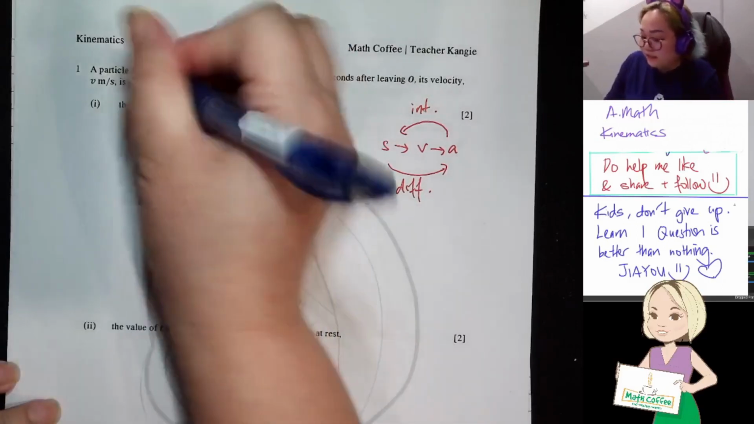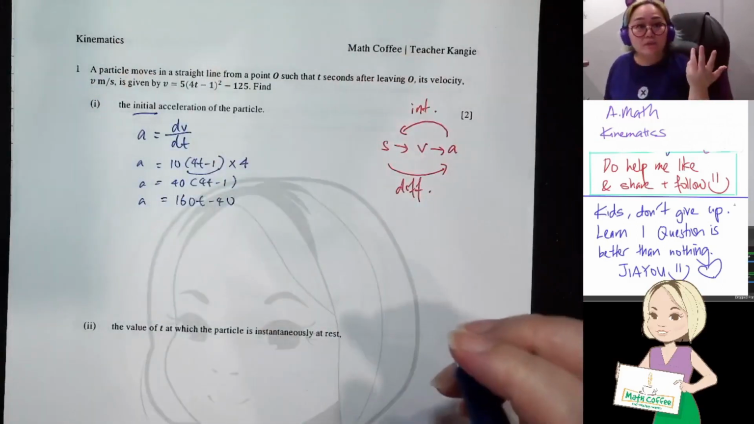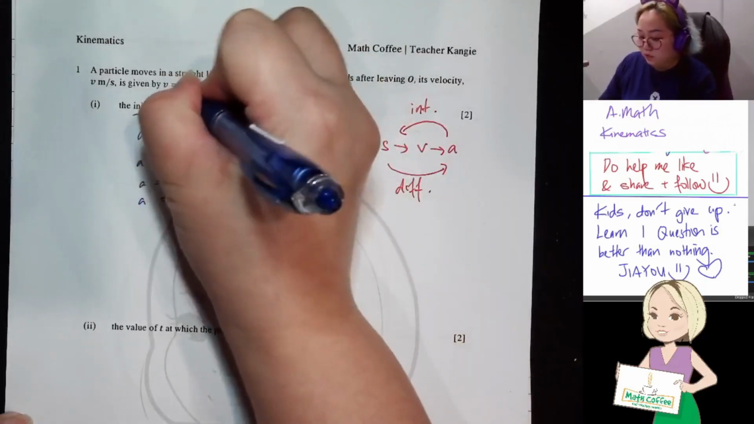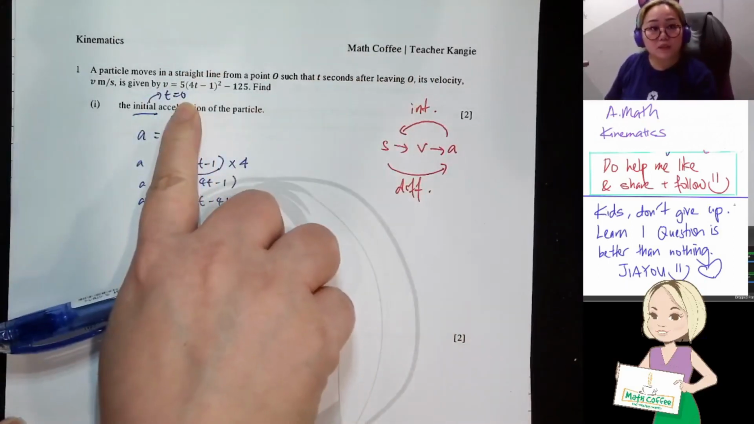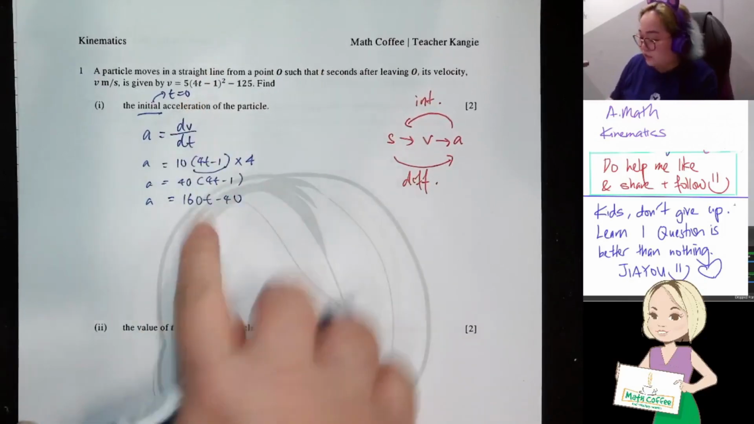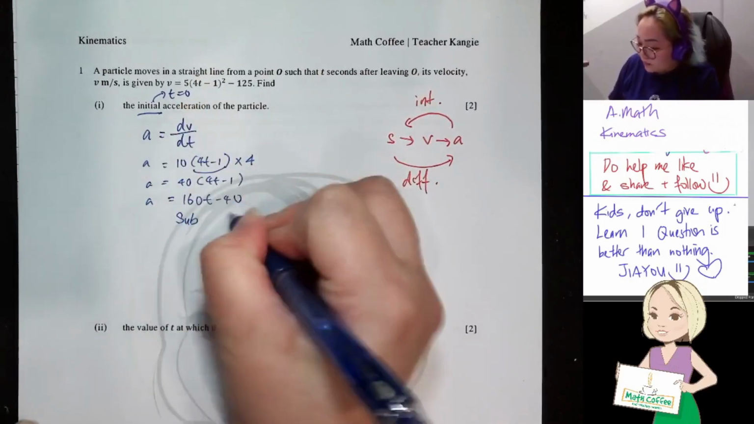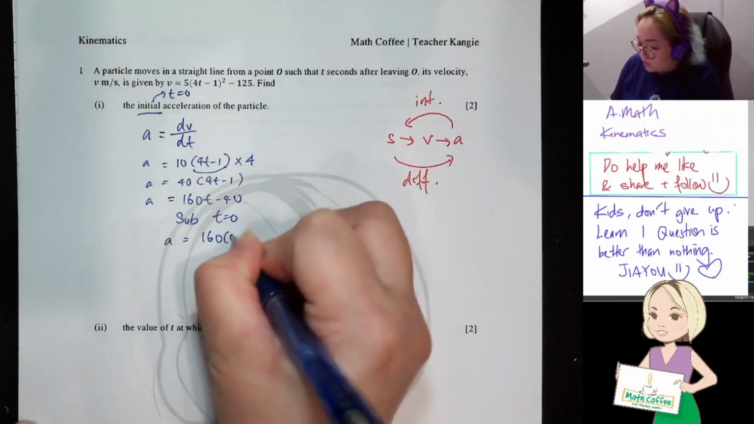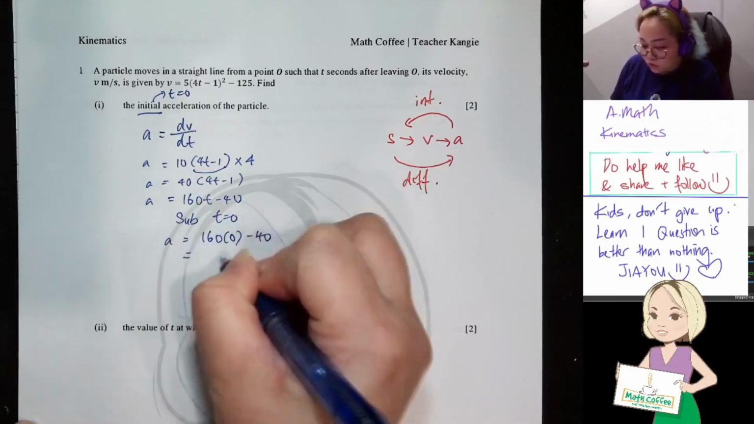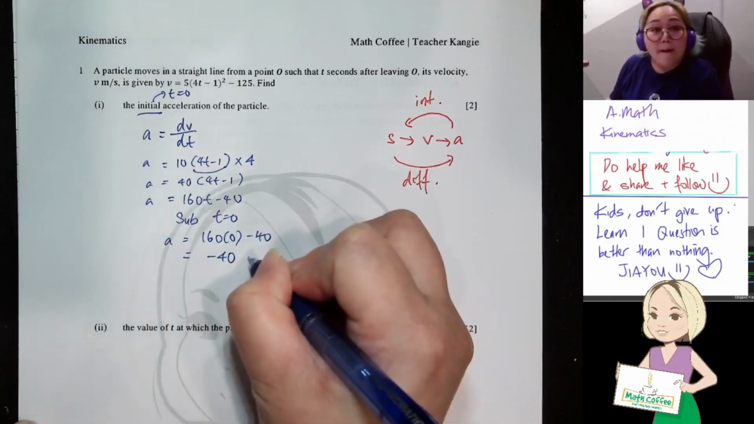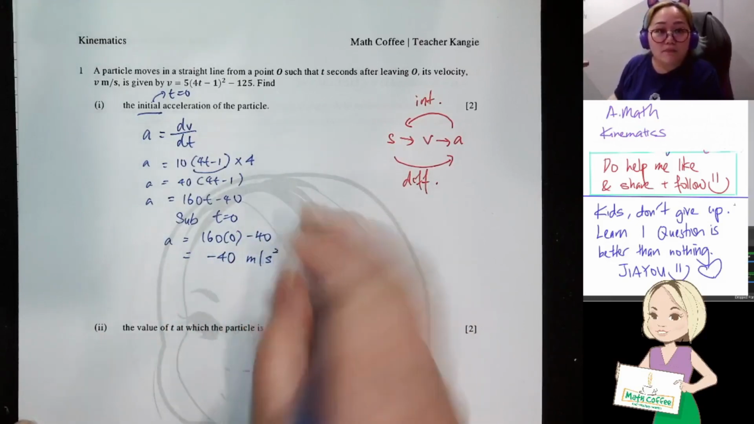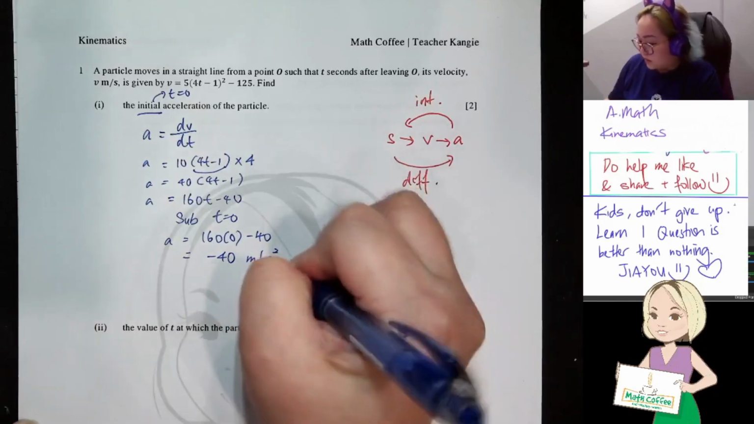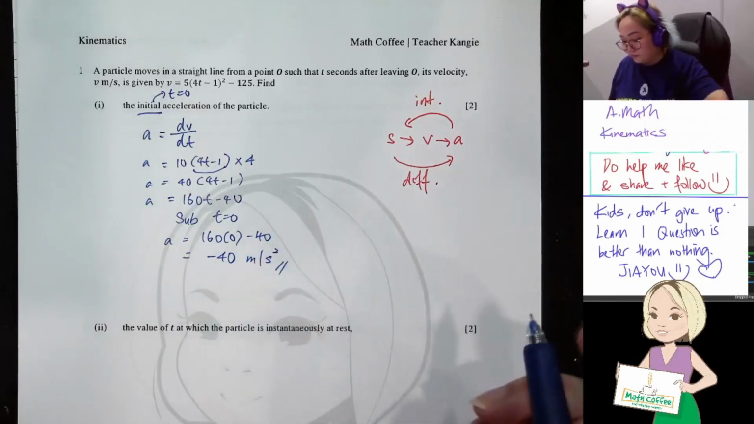Then they ask for initial. Initial means the start, and the start means t equals 0. So all you need to do is sub t equals 0 into your acceleration. So my a is 160(0) minus 40, so I get negative 40 meters per second squared. So for acceleration, the unit will be this. So this is the first part.